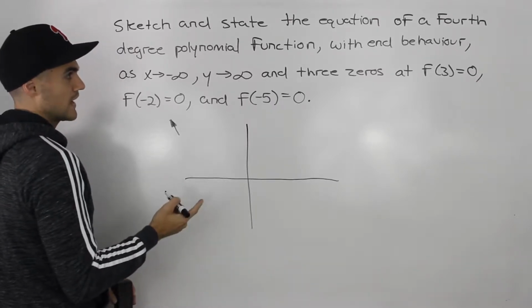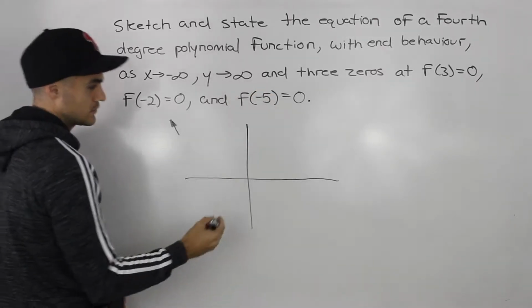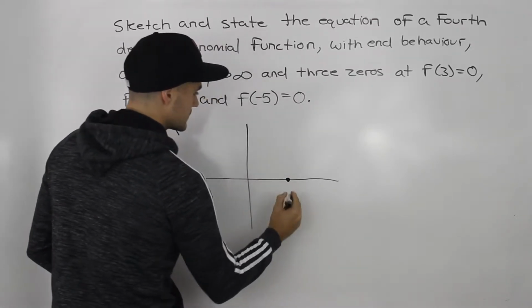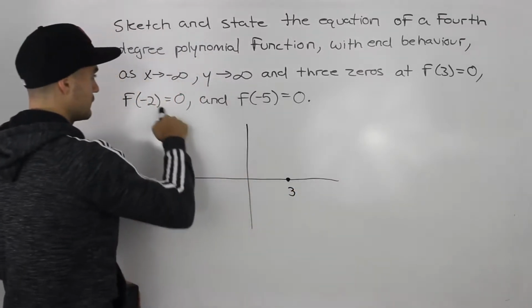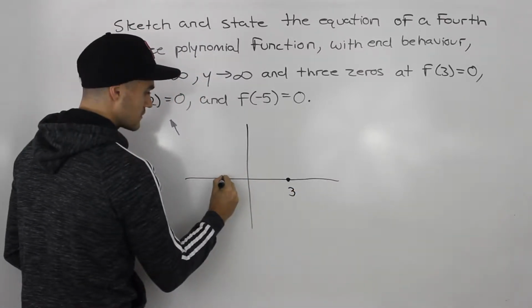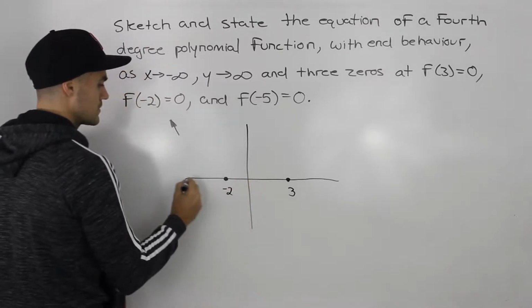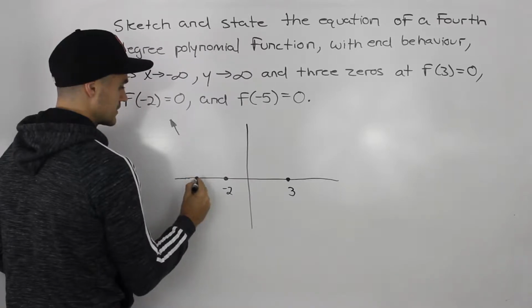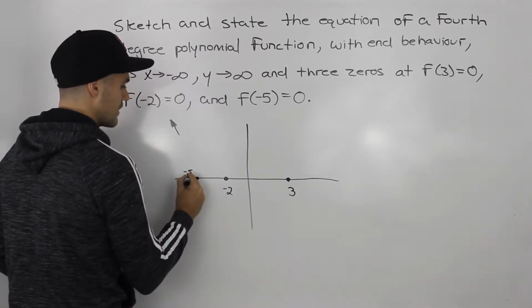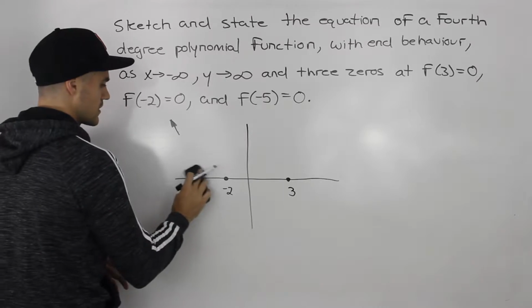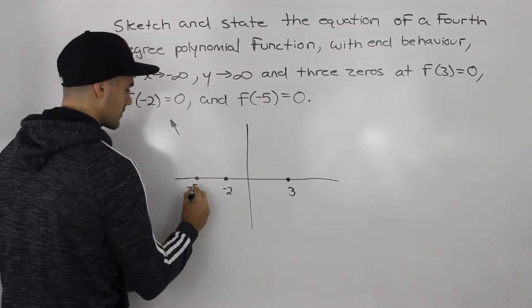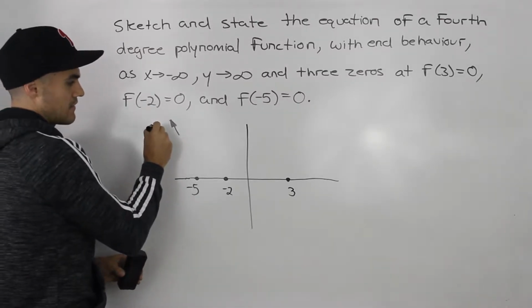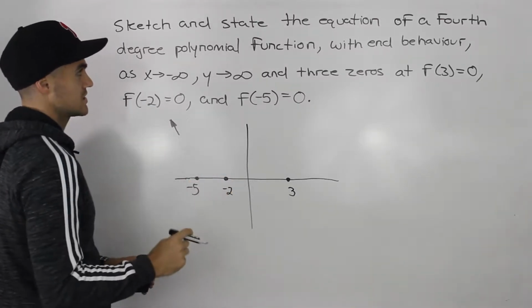And then there are three x-intercepts. So f of 3 equals 0. So that's going to be, let's say, right there. So that's going to be 3. f of negative 2 equals 0, so at an x value of negative 2, the y value is 0. And then f of negative 5 is equal to 0. Let's say that's like down here. So this is negative 5 there. Actually, let's write it here just to be consistent. Okay, so we have this end behavior, and we have three x-intercepts.